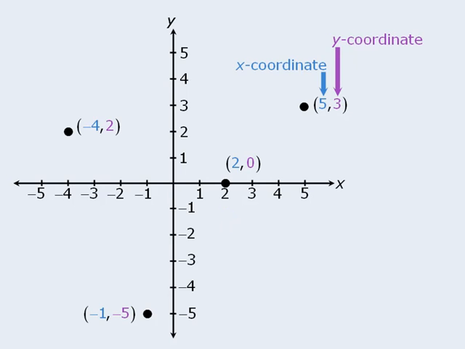Okay, what about the coordinates of this point? Well, the x-coordinate here will be 0, since we don't need to travel any horizontal distance from the origin. The y-coordinate will be 4, since we must travel vertically a distance of 4 units in the positive direction. Finally, the coordinates of the origin must be 0, 0.